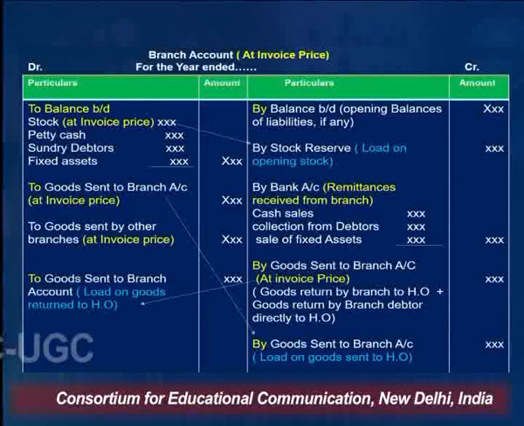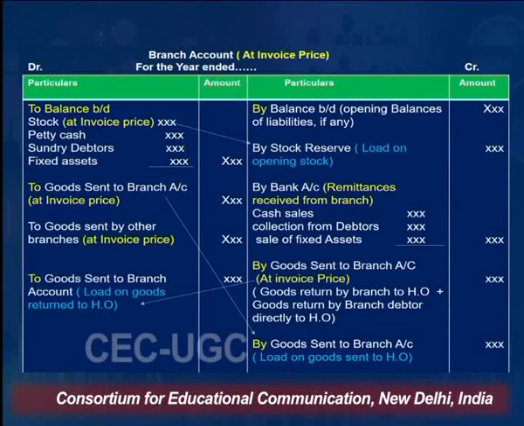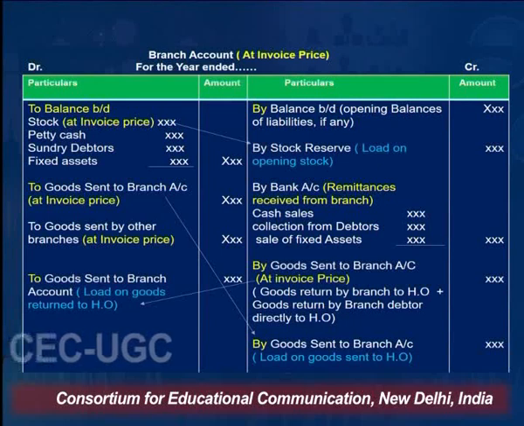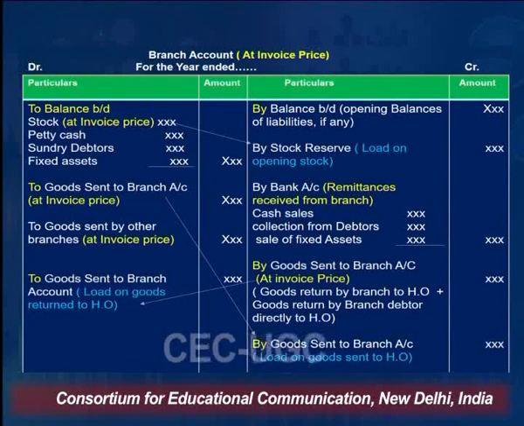So this branch account begins with the opening balances of all the assets which are given in the question, that is, the opening balance of stock. The opening balance of stock is always shown at invoice price if we are preparing the branch account at invoice price. All other opening balances are shown here, that is petty cash, debtors, or any other fixed asset if they are given. On the credit side, the opening balance of any liability, if it is given in the question, has to be shown on the credit side of this account only.